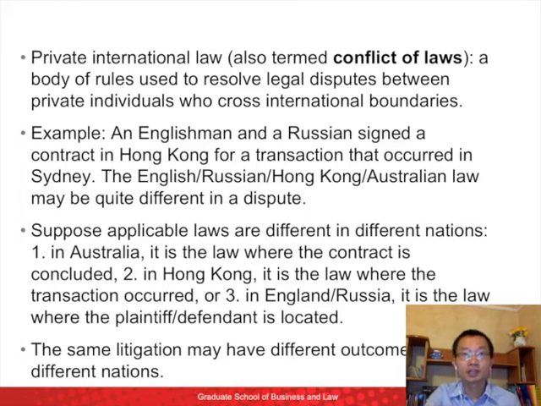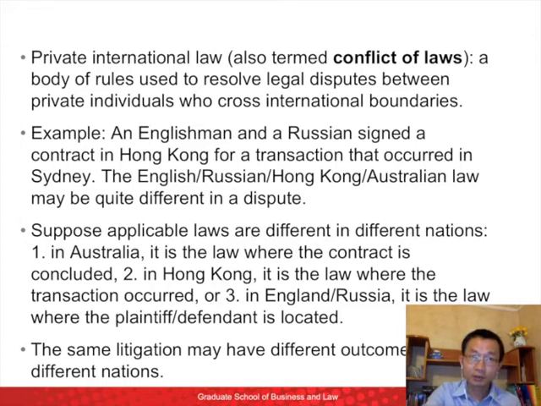Different countries have different legal systems. When a dispute is between two parties in different countries, private international law helps a court to determine which country's substantive law will be used to decide the matter. Although it's called international law, it's in fact a body of domestic laws. Each country has its own set of private international law.